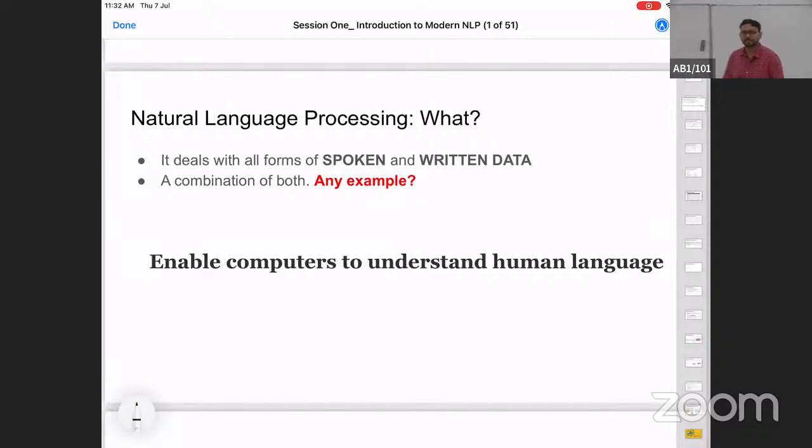Okay, fine, great. So overall, the bigger picture is the following in a single sentence: we want to enable computers to understand human language. That's very simple, right? We just want to enable computers to understand human language.